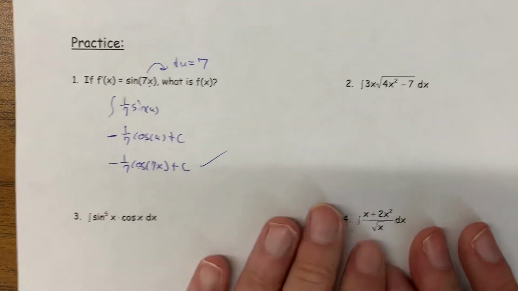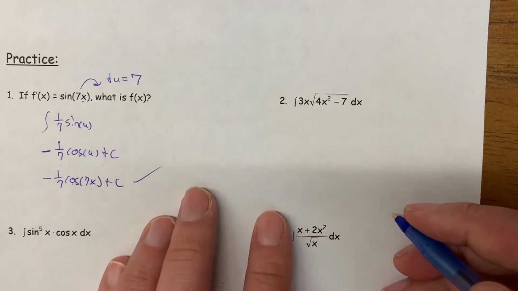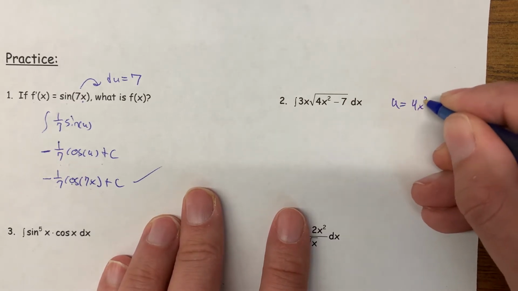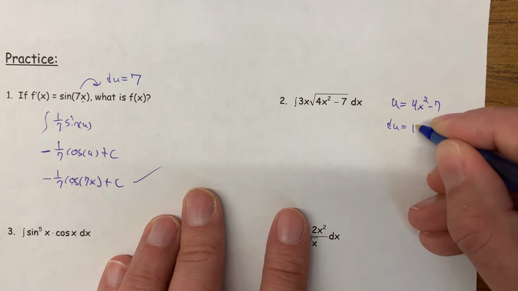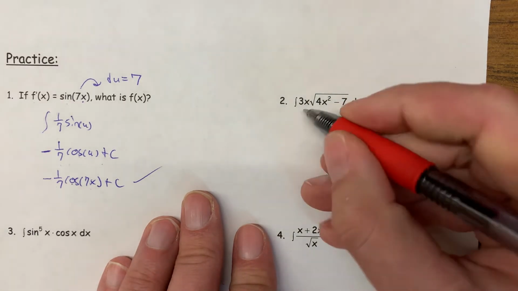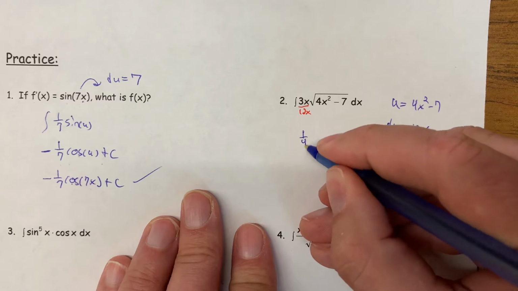All right, here's another one for you guys to try. What is the integral? Hopefully we can see here that the inside function is 4x squared minus 7. So the derivative is 12x. And again, because that 3x is there, when we divide by 12x, we'll be good, and we'll just get 1/4.